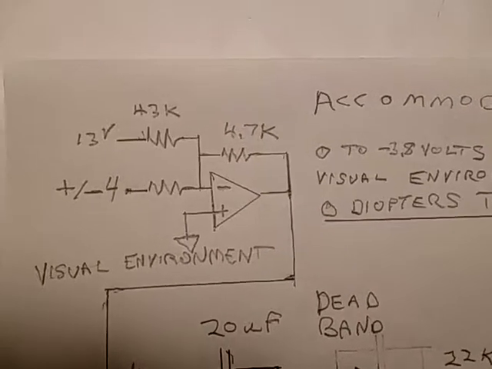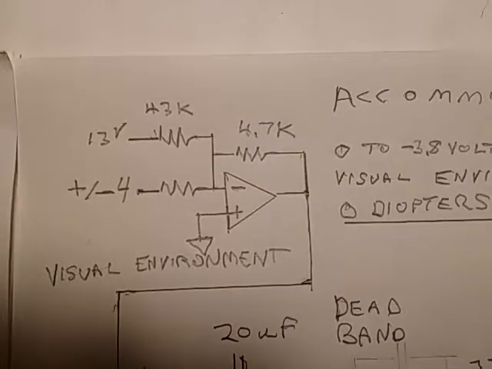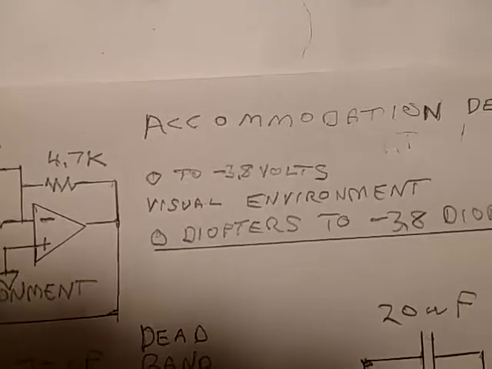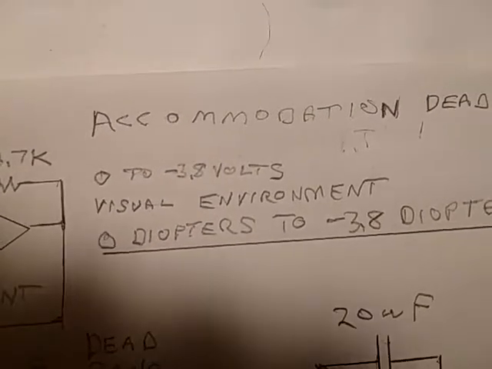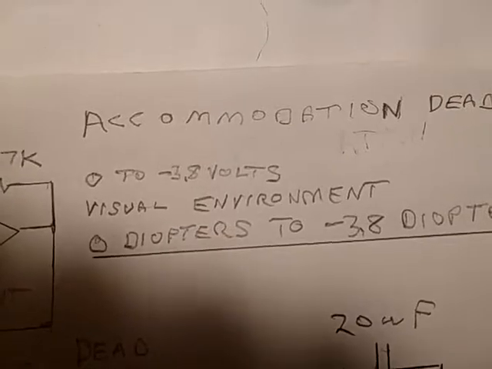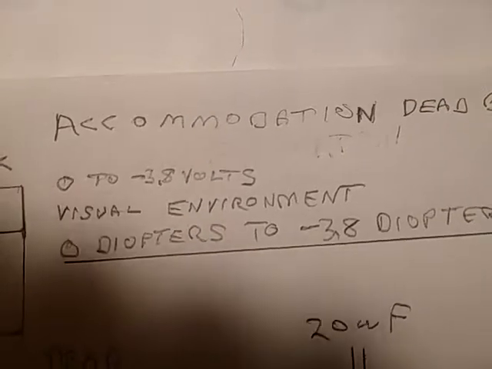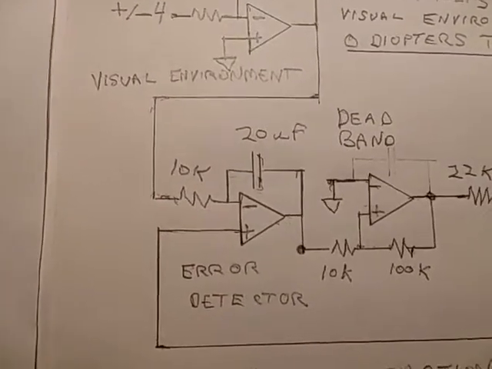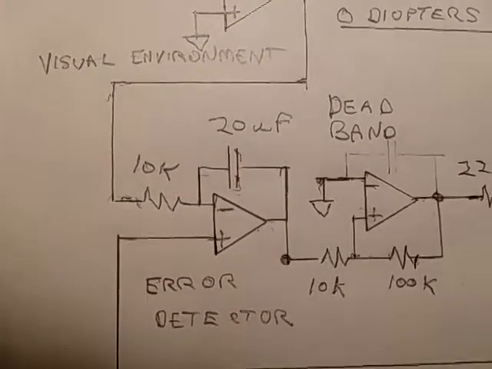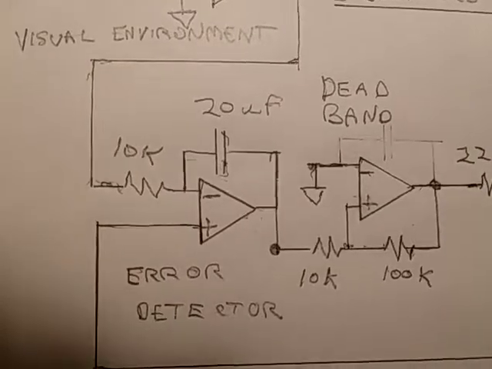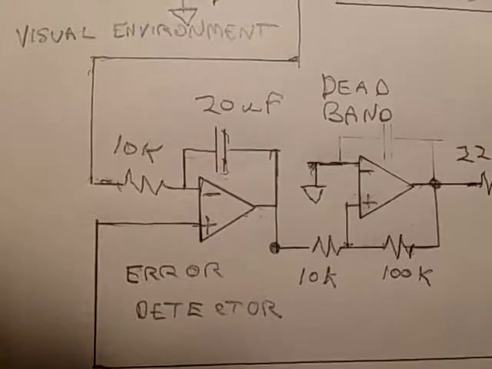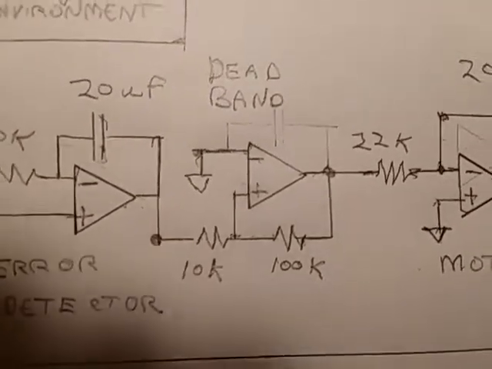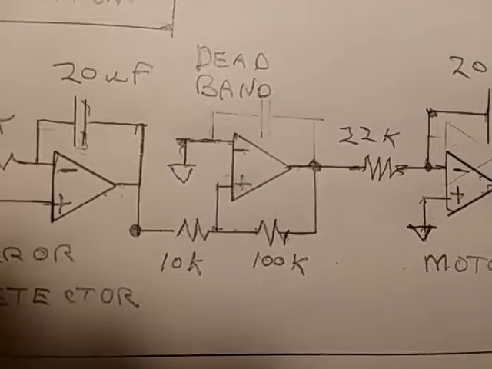Here's the circuit, and I've taken a plus and minus 4 volt signal and converted it to 0 to minus 3.8 volts to represent the input to a control system. This signal is fed down to an error detector consisting of a 10K and a 20 microfarad capacitor. This error detector is fed to a deadband circuit. The deadband has a 10K and 100K.